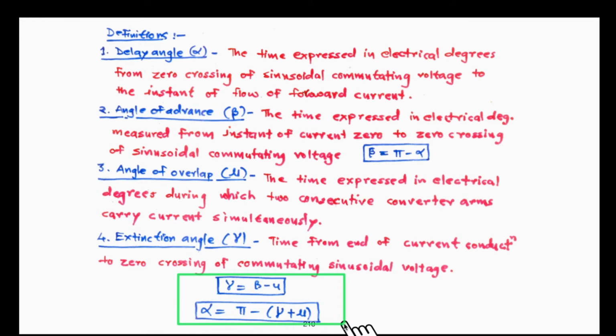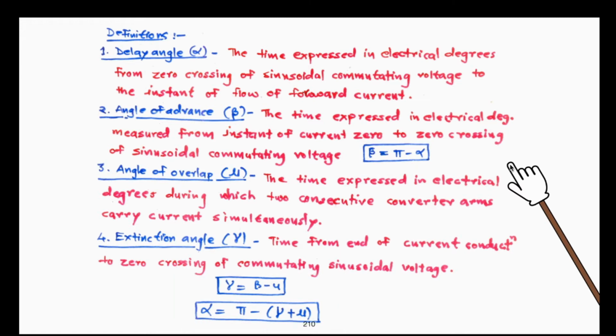The extinction angle can be expressed in terms of the angle of advance and commutation overlap as gamma equals beta minus mu, and similarly we can correlate alpha and beta like this: the angle of firing delay is equal to pi minus the angle of advance. So this relationship you have to remember very well. Here it is also highlighted in the second point, beta equals pi minus alpha. Just a matter of revision, and it will be helpful for us to solve problems and understand the control strategies at a later stage.